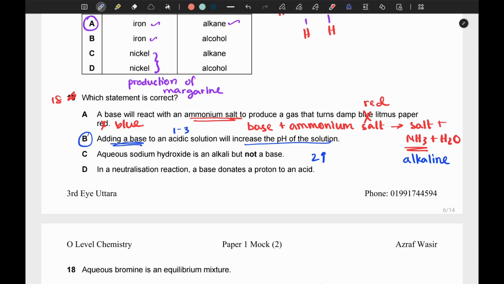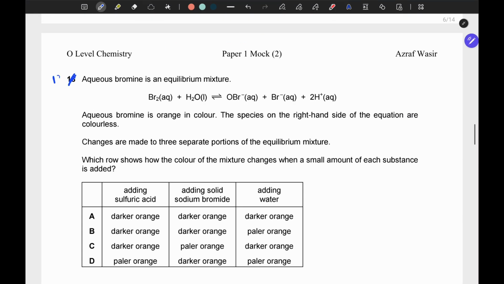Aqueous sodium hydroxide is an alkali but not a base. All alkalis are bases, but not all bases are alkalis. Since sodium hydroxide is soluble, it is an alkali and also a base. And then in a neutralization reaction, a base donates a proton to an acid. Rather, it accepts a proton. The acid is the substance that donates a proton. So this should be number 19.